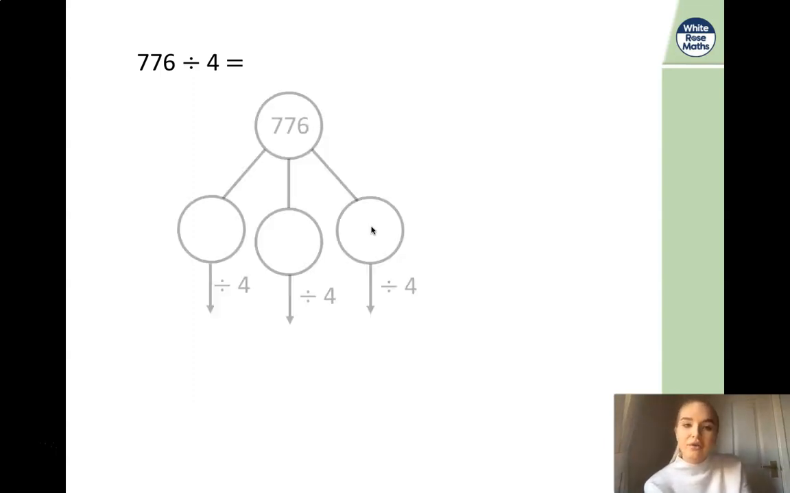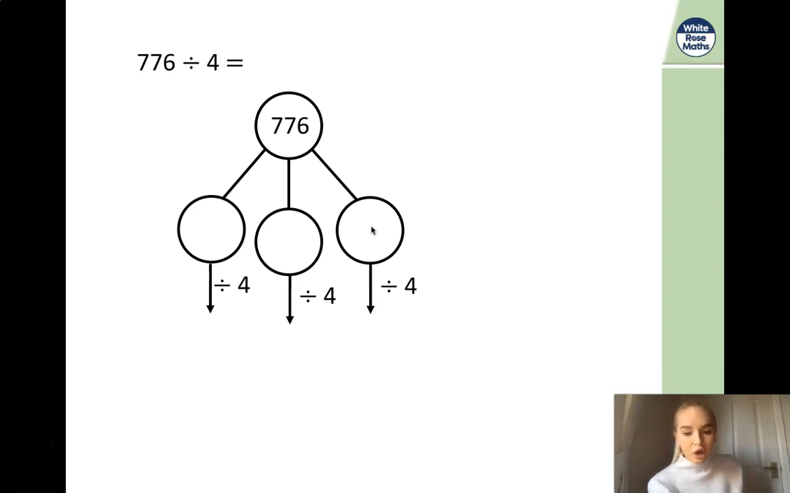776 divided by 4. I can use my part whole model sometimes and not have to use my place value chart. So I'm going to show you now how I can partition 776 when I am making sure that each of my numbers can be divided by 4. So I can first start by thinking, what multiple of 100 can be divided by 4? I have 700s, but I know that 700 cannot be divided by 4 because the number 7 cannot be divided by 4. So I've taken it down to 400 divided by 4 because I know my answer is 100.